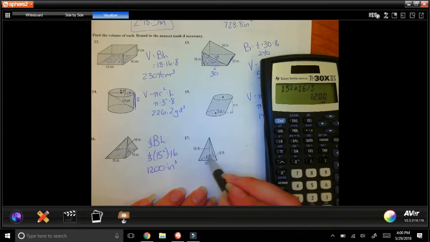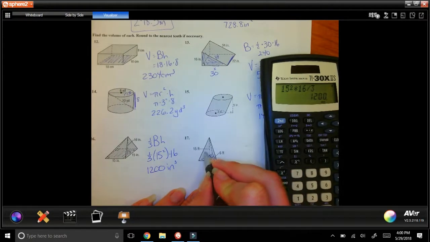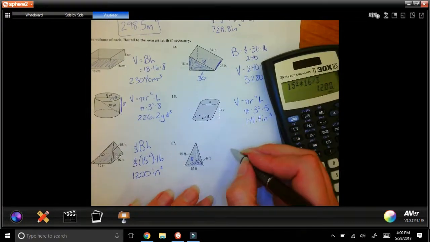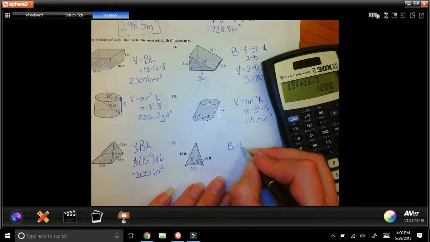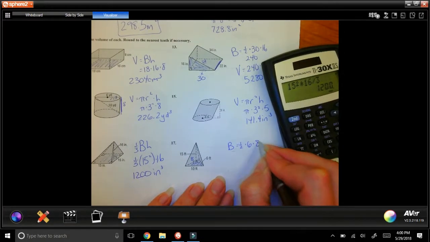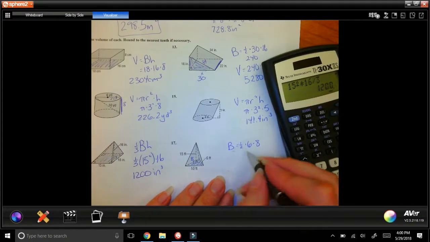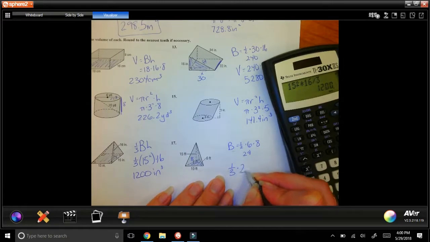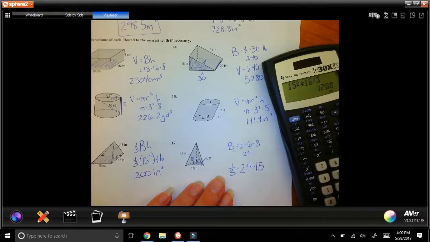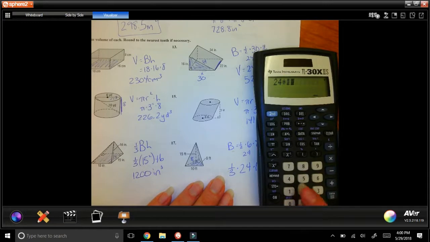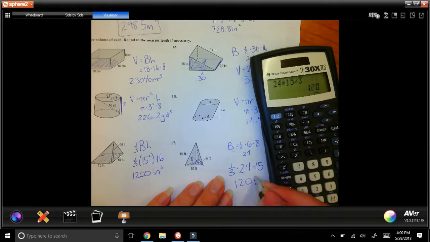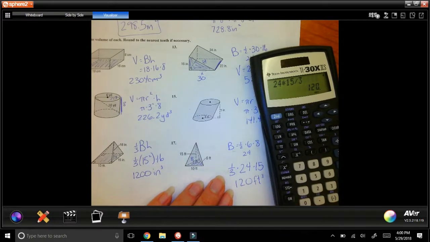This is a right triangle base. This is another 6, 8, 10. This is the hypotenuse. You could do Pythagorean theorem to find that. So the area of the base is half 6 times 8. So the area of the base is 24. This is 1/3 the area of the base times the height of the prism. So when I multiply those together, take 1/3 of it, I get 120, and that's cubic feet.